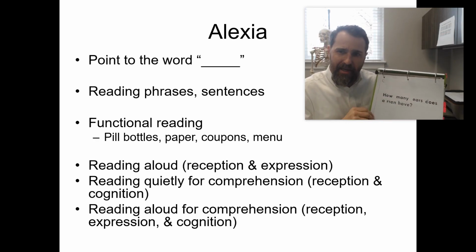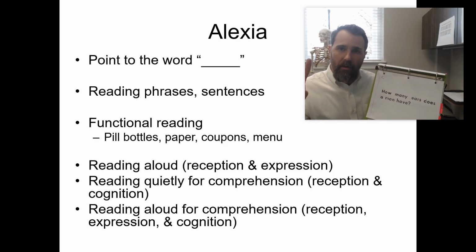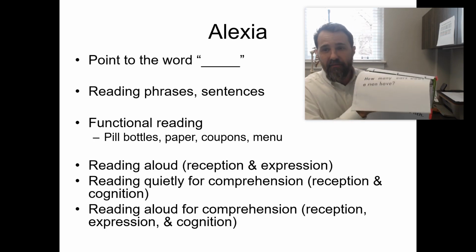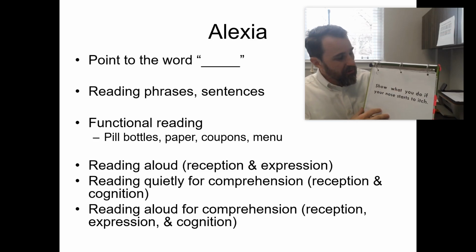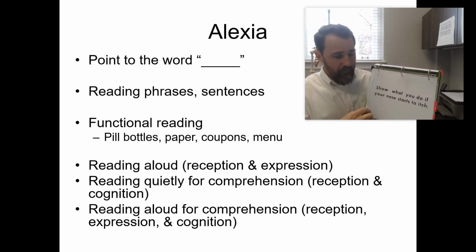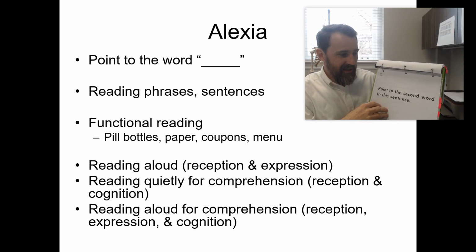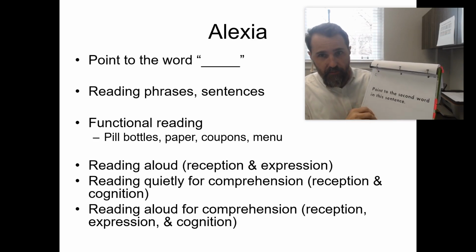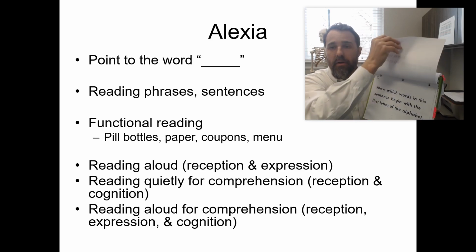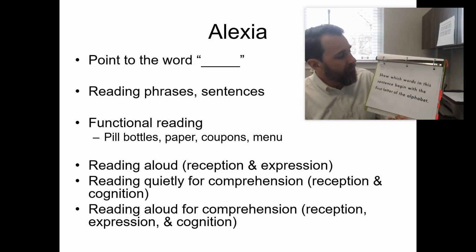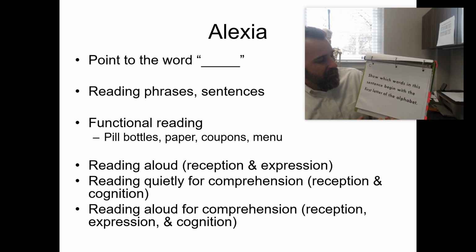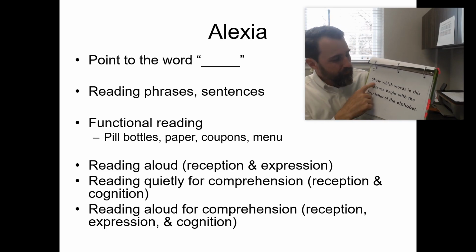How many ears does a man have? They're going to hold up 2 fingers if they can't verbally produce. Show what you do if your nose starts to itch. Point to the second word in the sentence. So the sentences are getting longer and more complex, leading up to show which words in this sentence begin with the first letter of the alphabet.